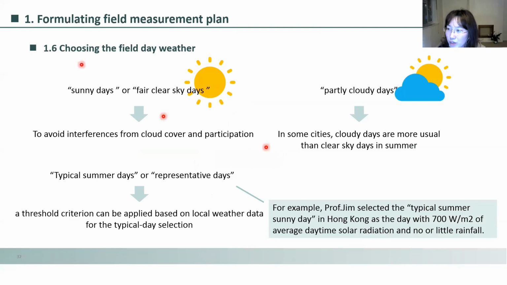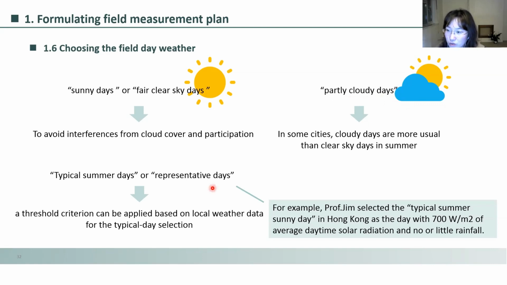And the next step is to choose the field day weather. From the literature review, I found that most researchers would like to conduct their field measurement on sunny days or clear sky days, because it can avoid the effect from cloud cover and precipitation. And in some cities such as Hong Kong, Guangzhou, or Taipei, the cloudy days are more common than the clear sky days in summer. So in some cities, they will use the partly cloudy days to do the field measurement.